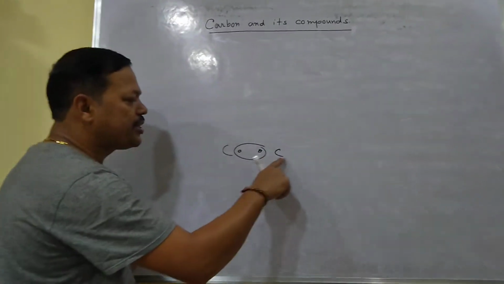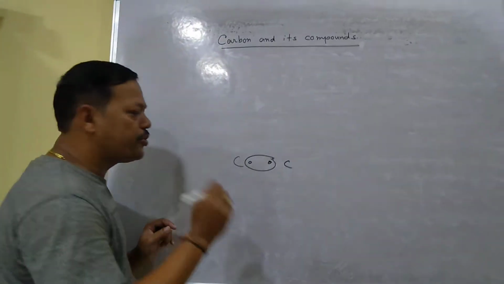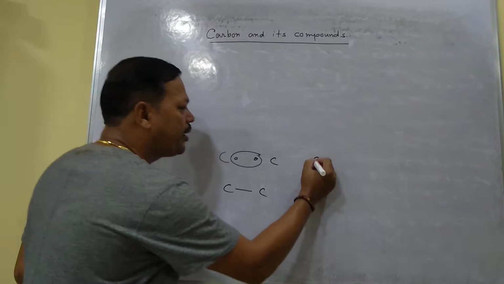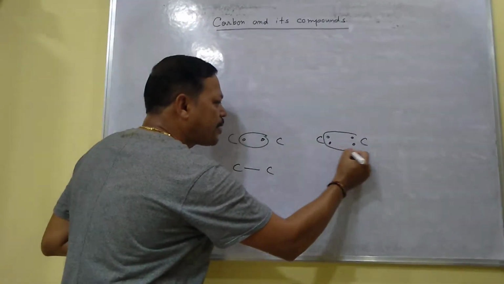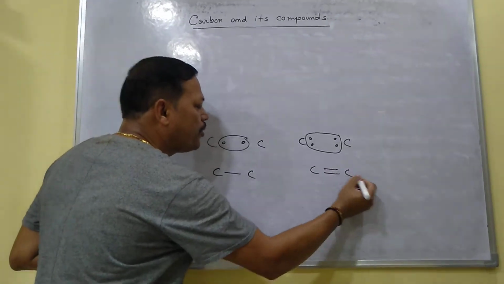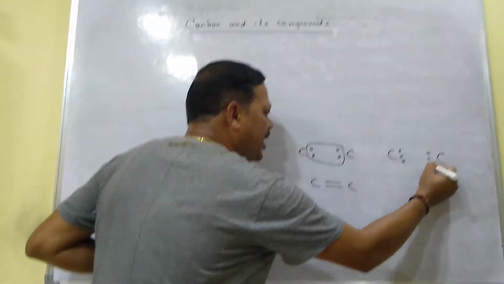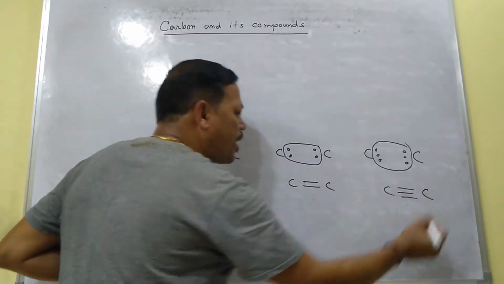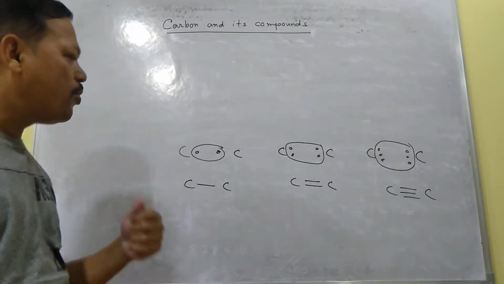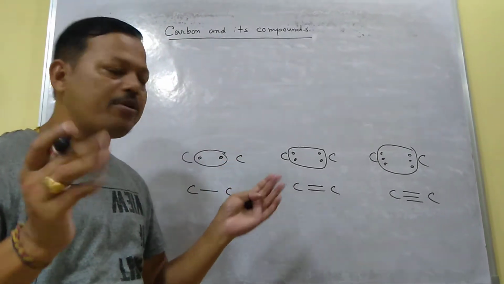Suppose this is one carbon, this is another carbon. When one pair of electrons takes part in sharing, they produce a single bond like this. When two electrons of carbon share with another two electrons of another carbon, they produce a double bond. When 3 electrons of carbon share with another 3 electrons of carbon, they can produce a carbon-carbon triple bond. So carbon can form single, double, and triple bonds, and that is why you will get a number of carbon compounds.